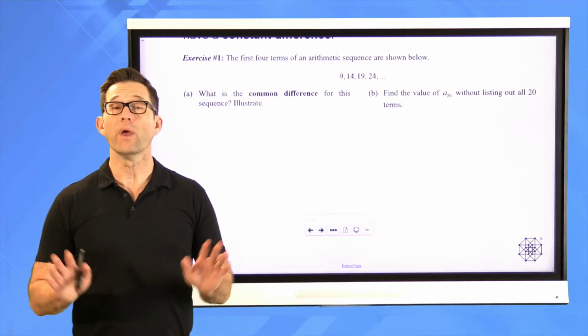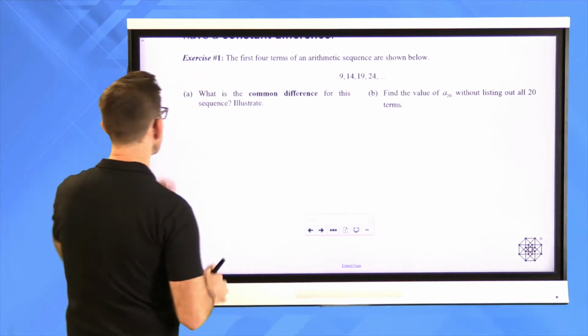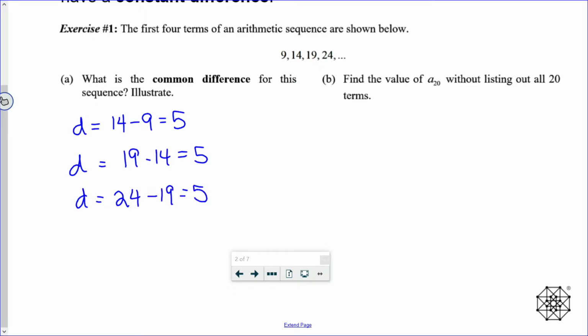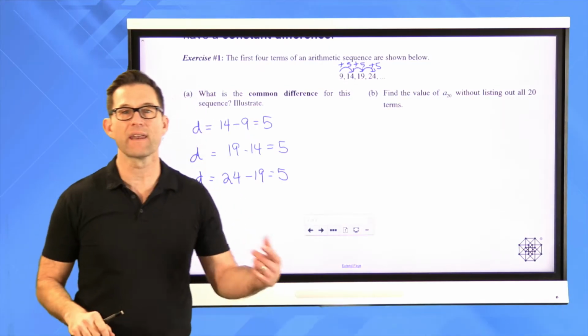Well, we always want to figure out the common difference, no matter whether it's increasing or decreasing, by taking the second term and subtracting the first term. In this case, that's 5. Now, I'm going to do this for all of them, though. The third term minus the second term is 5, and the fourth term minus the third term is 5. And what this is telling us is something that's probably pretty obvious by just looking at the sequence. I get to the next element each time by adding 5. Each time I'm going to add 5 again and again and again.